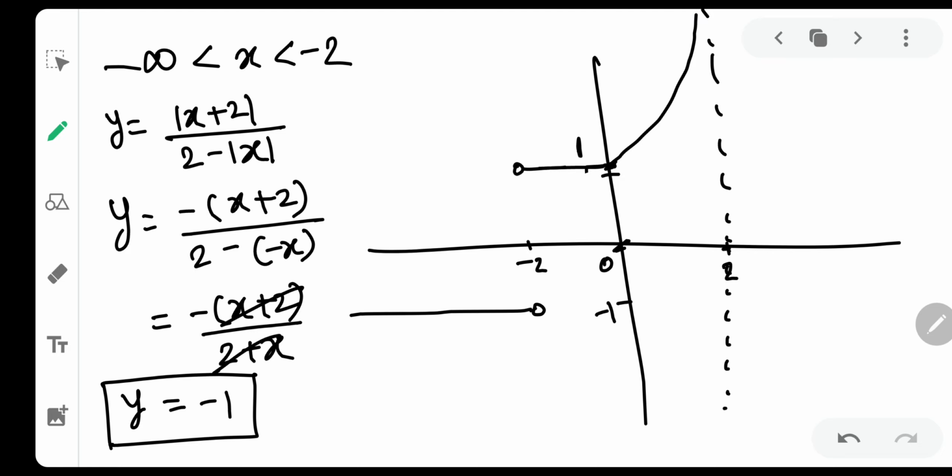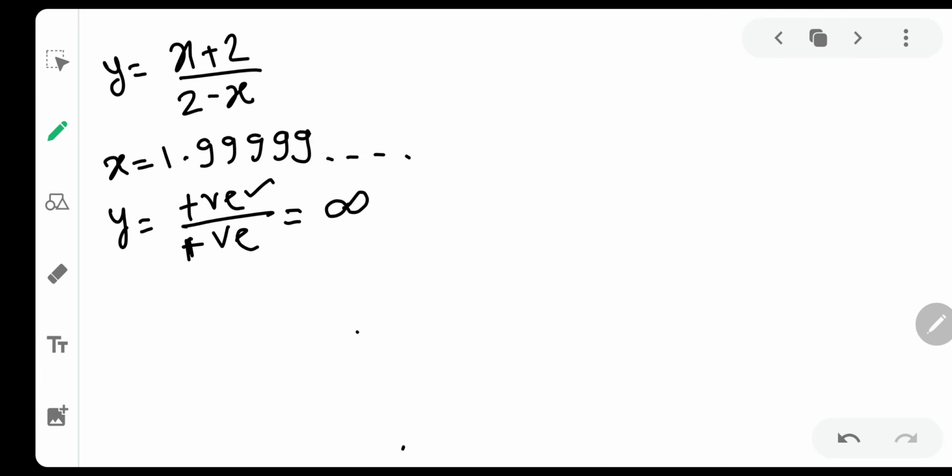Okay, because at 2 we don't know the value, because at 2 it is indeterminate. Very good. Now let us move ahead. After 2 what will happen, that we need to decipher.